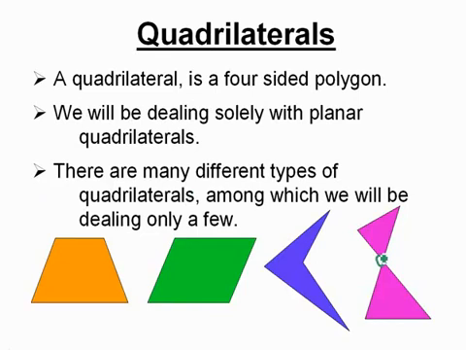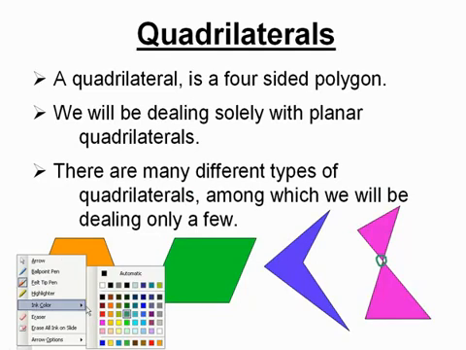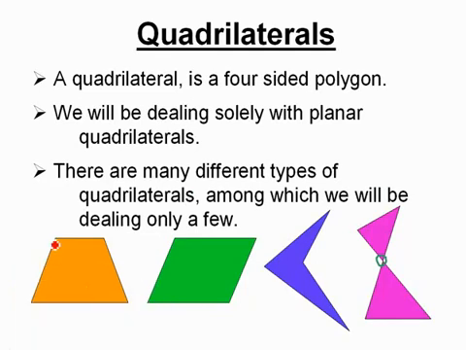Right, it's basically if one or more of the points has to be represented in 3D space, basically doesn't lie on the plane, then it would be a non-planar polygon. If it's planar, then it's 2D, and all points reside on a 2D plane. Right. There are many different types of quadrilaterals, among which we will be dealing only with a few.